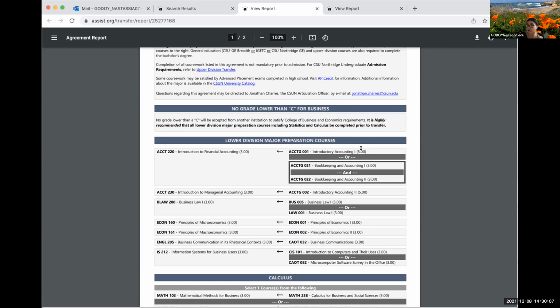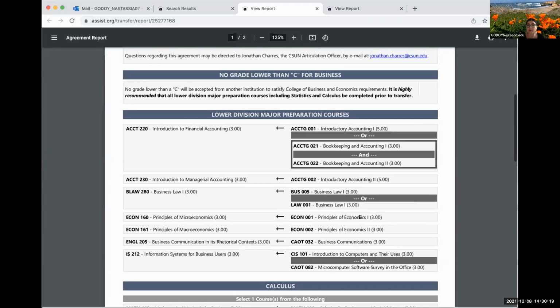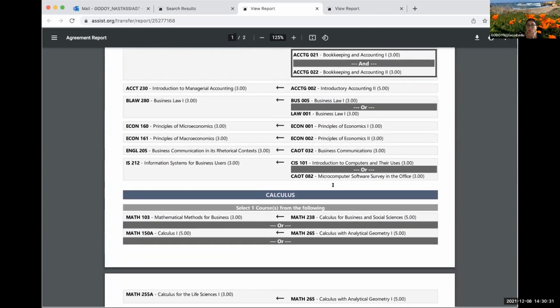This is important to note how many units it is because you're going to need to count up your units for your ed plan, and we're going to come back to that. Then I skip down here. I need accounting 2. I have a choice of which law class I want to do. So I'm going to do business 5, business law 1 with 3 units. I need econ 1, econ 2, CAOT 32. I have a choice of one of these courses. So I'm going to do CIS 101.